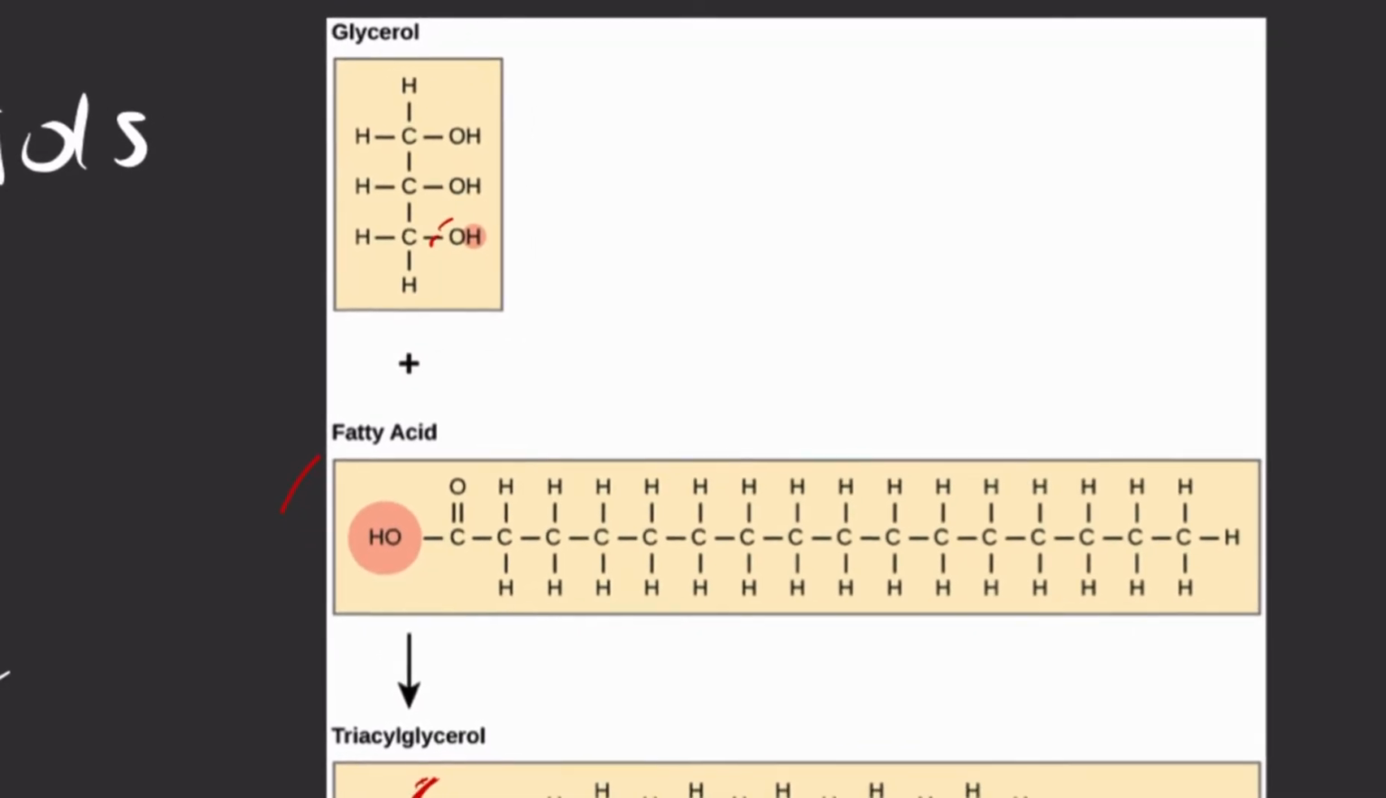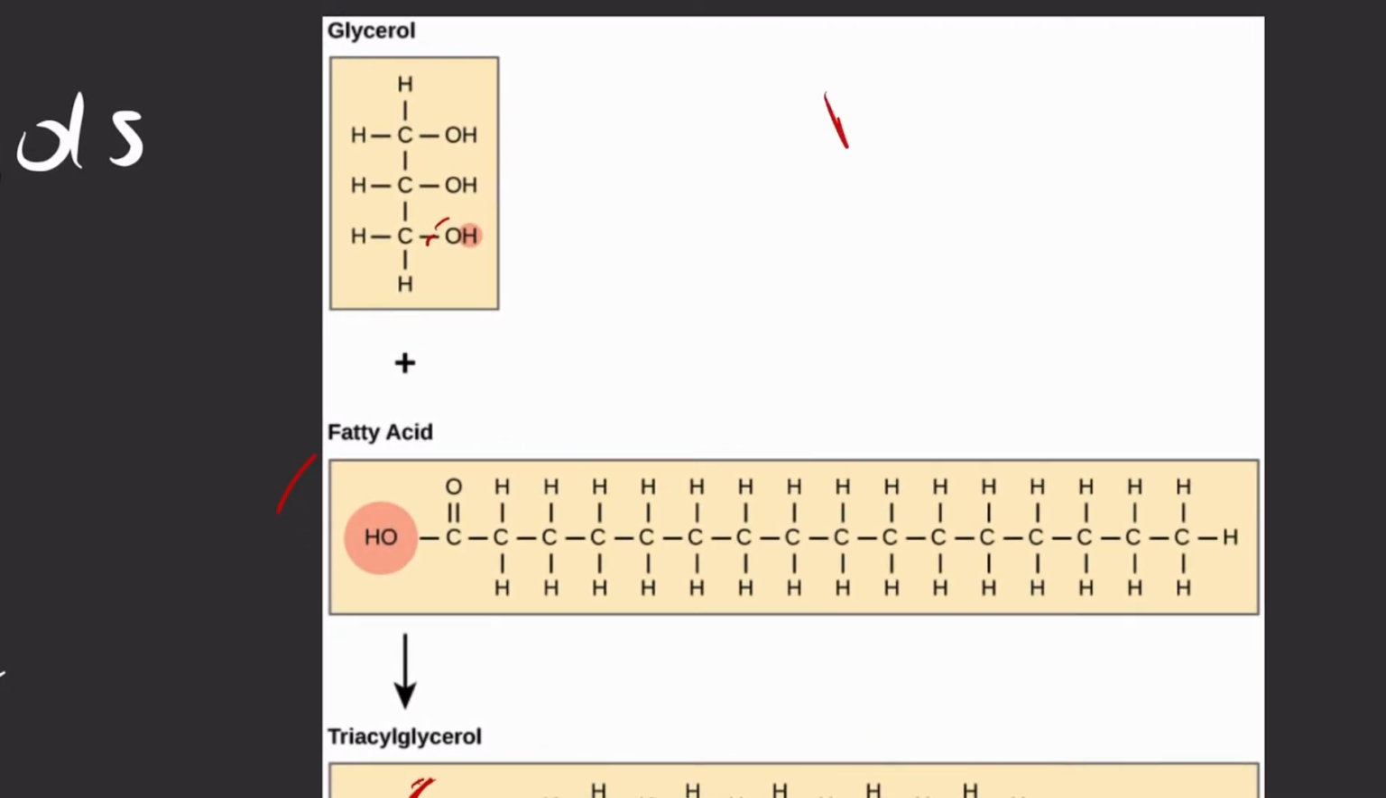And if we look to our right, again, this is what makes up a fat. We have a glycerol and a fatty acid. So a fatty acid is a fat. But to make a fat, we need glycerol and a fatty acid.